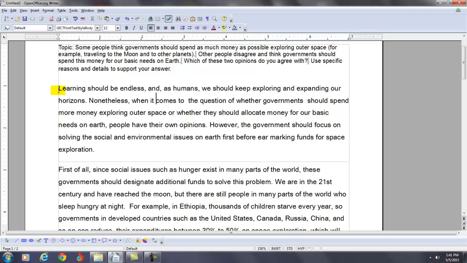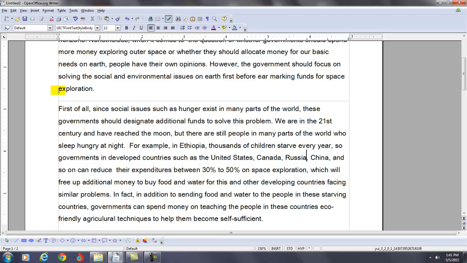Nonetheless, when it comes to the question of whether governments should spend more money exploring outer space or whether they should allocate money for basic needs on Earth, people have their own opinions. However, the government should focus on solving the social and environmental issues on Earth first before earmarking funds for space exploration. First of all, since social issues such as hunger exist in many parts of the world, these governments should designate additional funds to solve this problem. We are in the 21st century and have reached the moon, but there are still people in many parts of the world who sleep hungry at night.